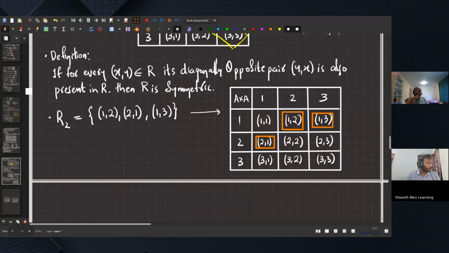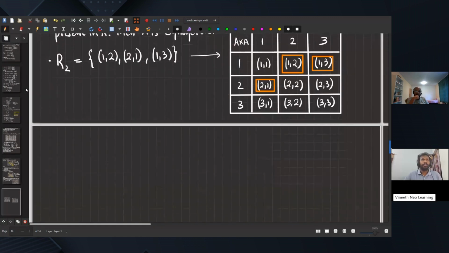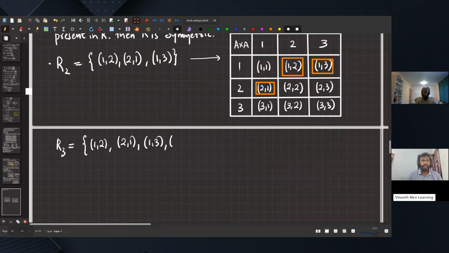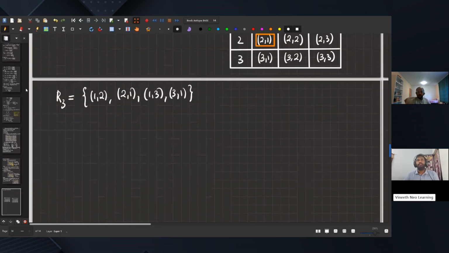Okay, Joe, let's look at another relation, R3. You tell me whether it's reflexive, whether it is symmetric. (1,2), then (2,1), then (1,3), and then (3,1). It's not reflexive, but it's symmetric.